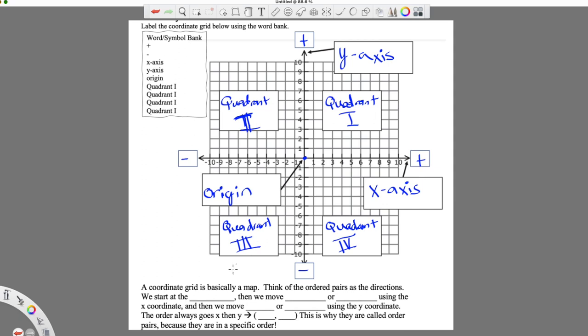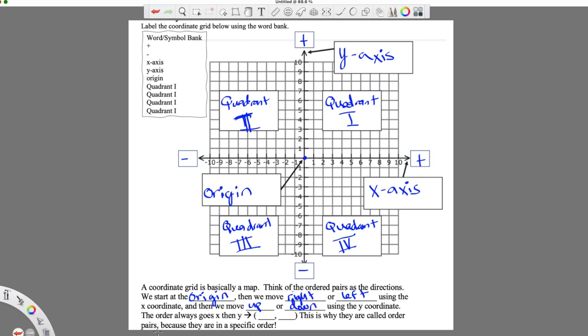So down here I have a coordinate grid is basically a map. So that's a very easy way of thinking of it. And you can think of an ordered pair as directions. So we start at the origin, which is that middle section here. We haven't gone anywhere. So this is 0, 0, right? We haven't gone right, left, up, or down. So I'm right in the middle, I'm at 0. And then we're going to move right or left using the x coordinate. And then we move up or down using the y coordinate.